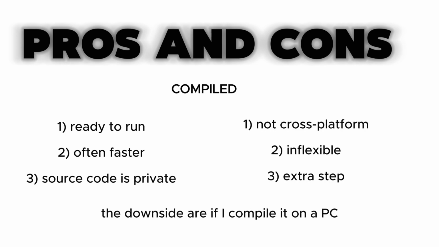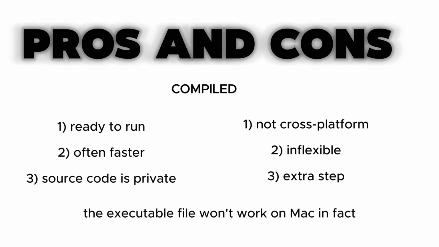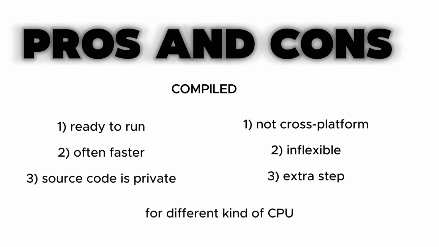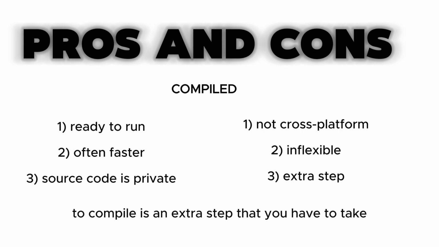However, the downsides are, if I compile it on a PC, the executable file won't work on a Mac. In fact, it often needs to be compiled separately for different kinds of CPU, even on the same platform. And when you are writing code, compiling is an extra step that you have to take every time you want to test your program.